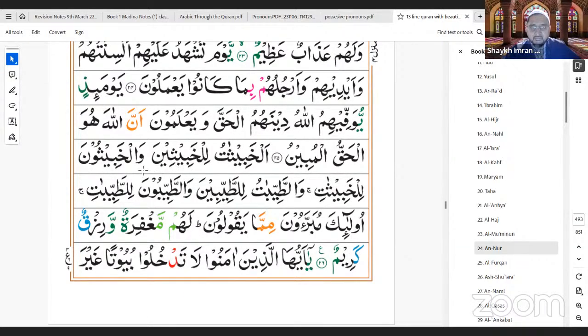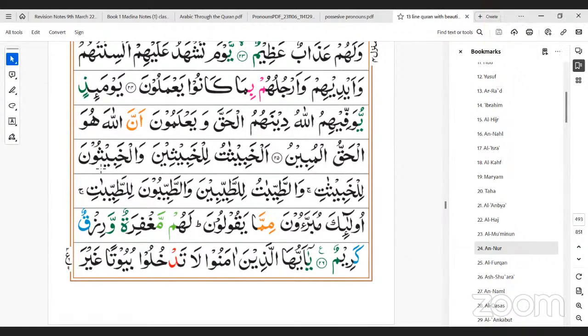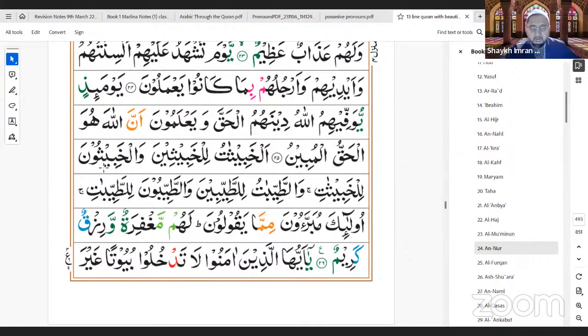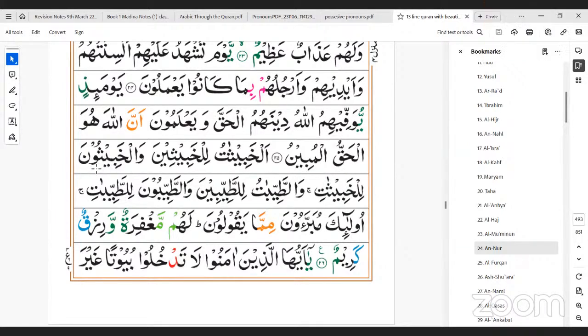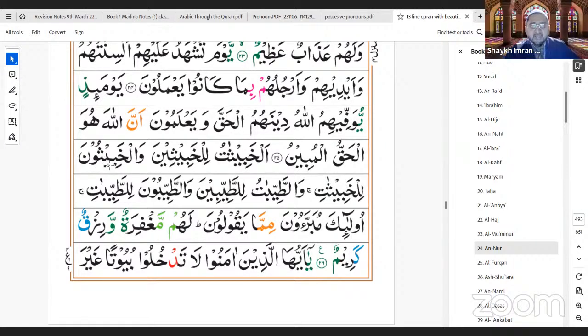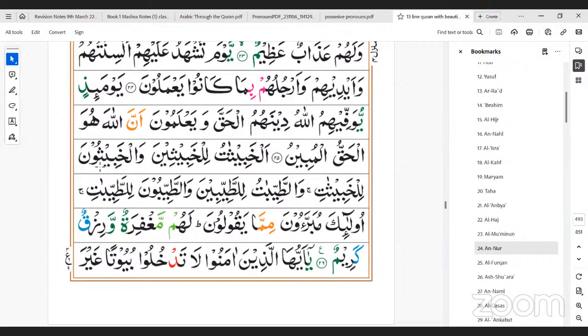And then the next one, wal khabithuna, it's also plural because it's definite, because it's al khabithuna. Correct. It's ending with waw noon, and it's also referred to as masculine. Exactly. This is the original masculine plural when it comes at the beginning of a sentence.